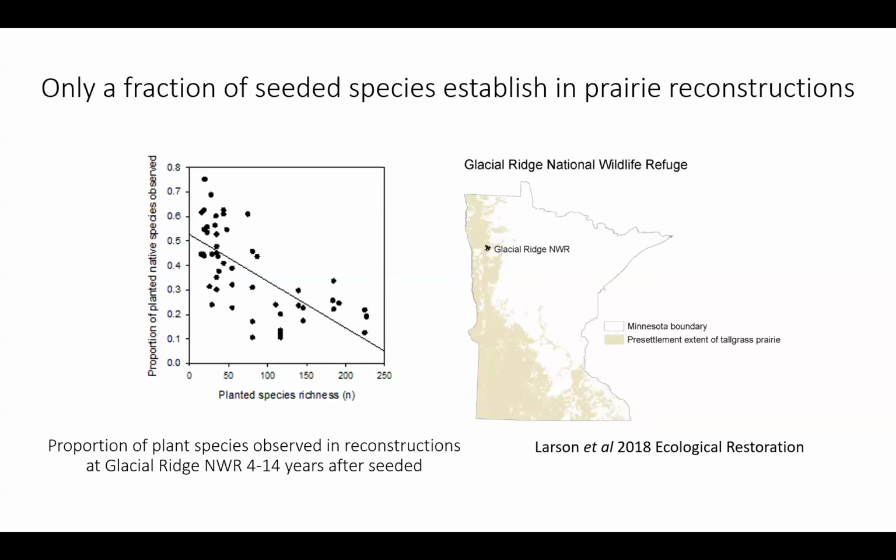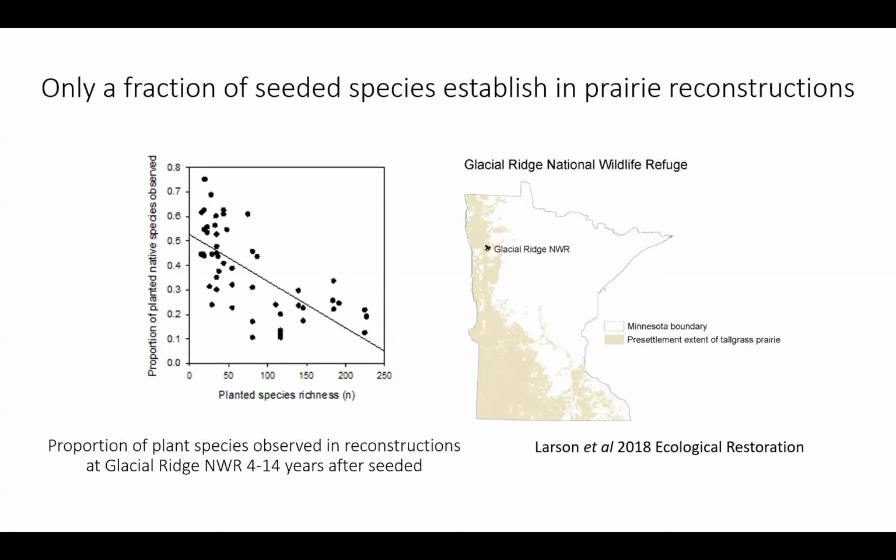You can see that at relatively low richness of seeds, so relatively few different types of seeds, you get a reasonable proportion of those species then establishing. But as you increase that richness, the picture gets worse and worse. And so it really is a challenge to figure out how do we get prairie restorations that are as diverse as remnant prairies.